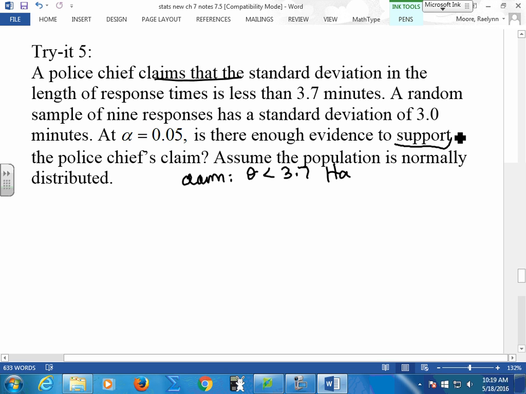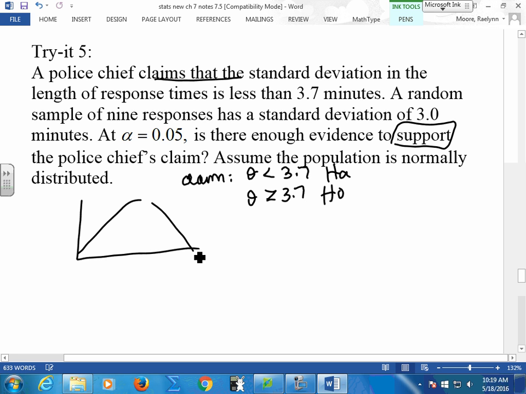Support. So we look down here and we say, is there enough evidence to support his claim? We know that we have to be HA. Every once in a while, they don't use a support or a reject. They'll say something else, but most of the time, 95% of the time, support or reject. So what's the H0? Good. So what tail test do we have? Left tail test. So we're looking for your critical value. This is your reject H0. This is your fail to reject H0.